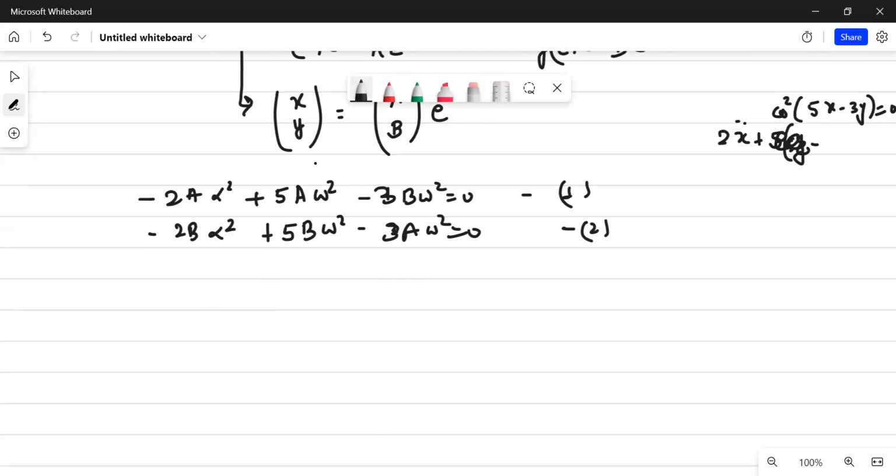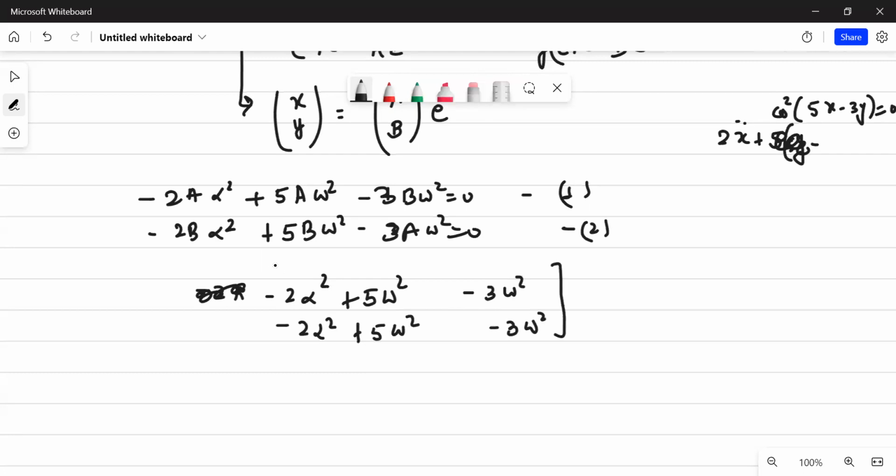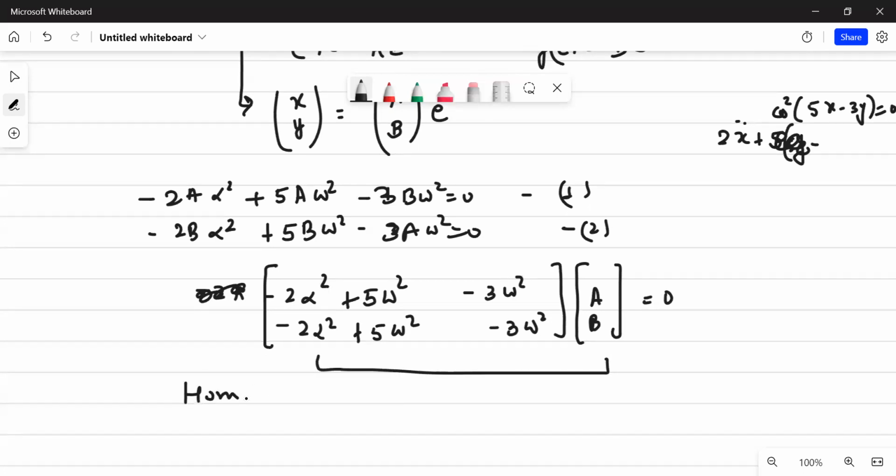Is that clear? And if I write all these things in matrix form, this will not be 2a, sorry. This will be minus 2α² plus 5ω², and then minus 3ω², and then minus 2α² plus 5ω², and then minus 3ω². Is that clear? And then you have a and b equal to 0. Clearly, you can see this is a homogeneous equation, isn't it?